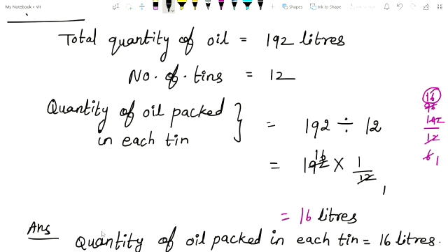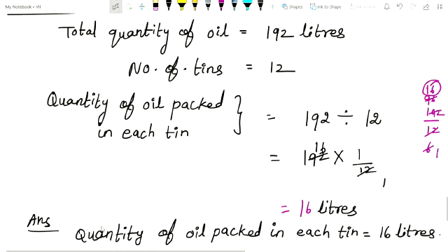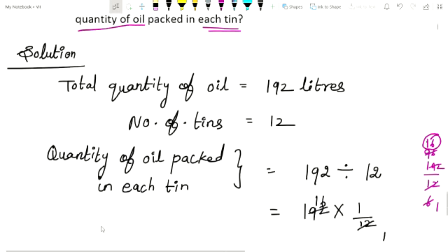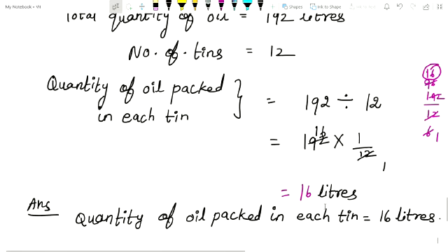Okay, children, do you understand this? I repeat this. So total quantity of oil equal to 192 liters. Number of tins equal to 12. So we need to find out quantity of oil packed in each tin equal to 192 divided by 12. So you first take the reciprocal of 12. Reciprocal of 12 is 1 by 12. So 192 into 1 by 12. 12 ones are 12. 16 12s are 192. Okay, so what is the answer? Quantity of oil packed in each tin equal to 16 liters. Okay, children. Thank you.